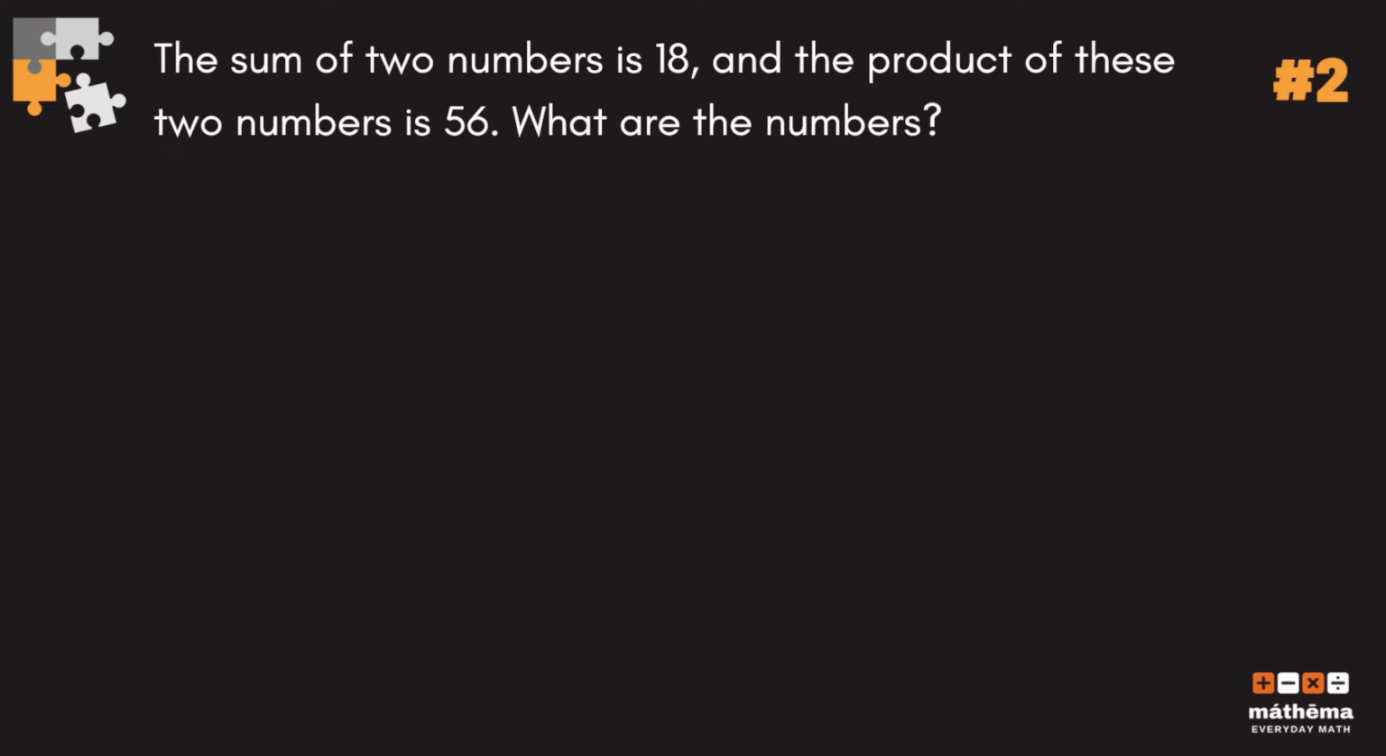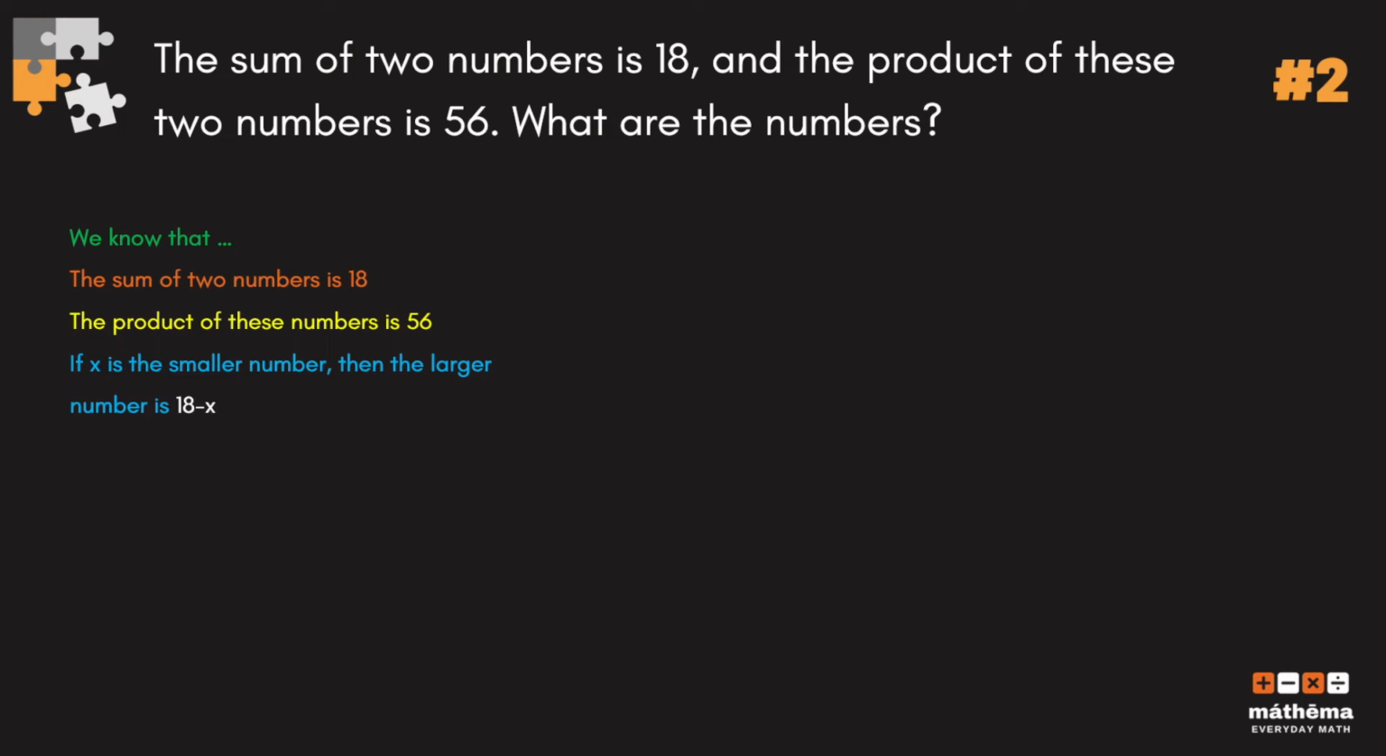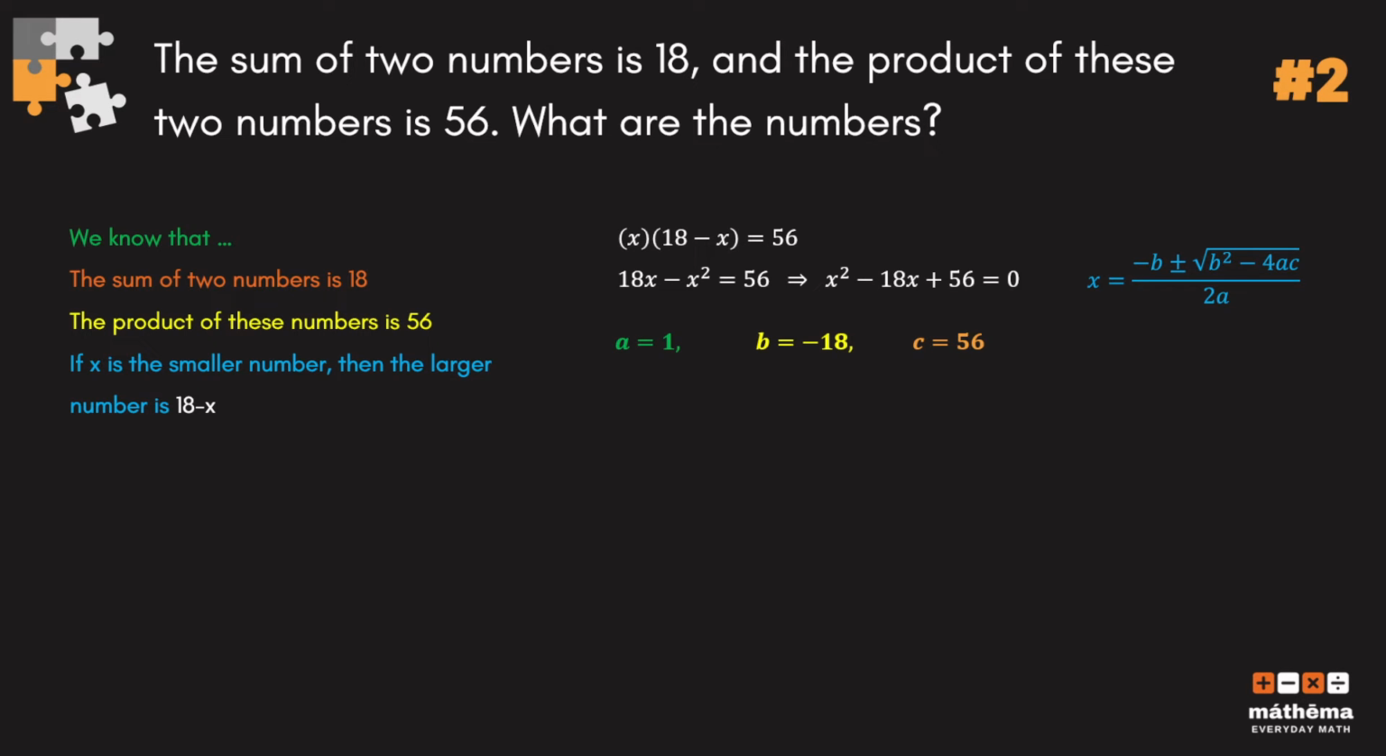Example number 2. The sum of two numbers is 18 and the product of these two numbers is 56. What are the numbers? So again, what do we know about this problem? First, we know that the sum of two numbers is 18. The product of these numbers is 56. And if x is the smaller number, then the larger number is 18 minus x. And since again, the product of these numbers is 56, we will write x as our smaller number times 18 minus x, our larger number, and that should give us 56. Distribute x, we will have 18x minus x squared is equal to 56. Equate to 0, we will have x squared minus 18x plus 56 is equal to 0.